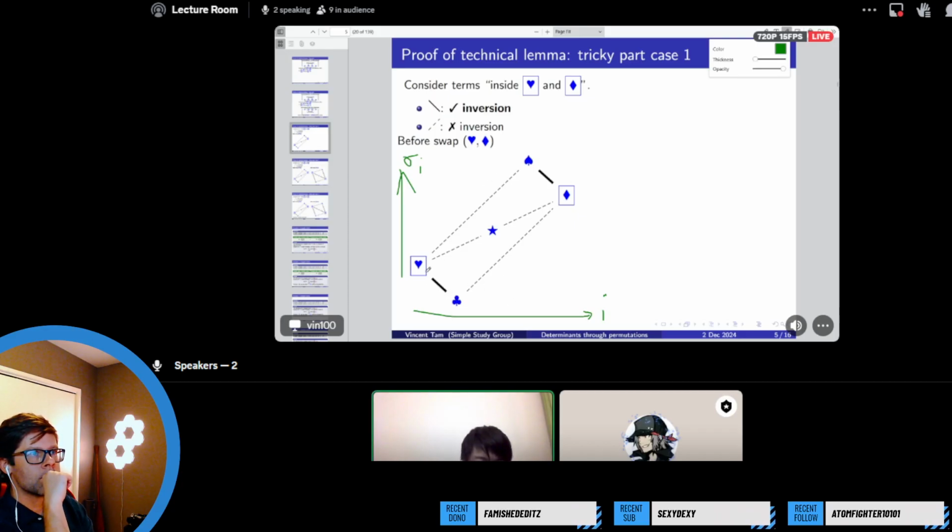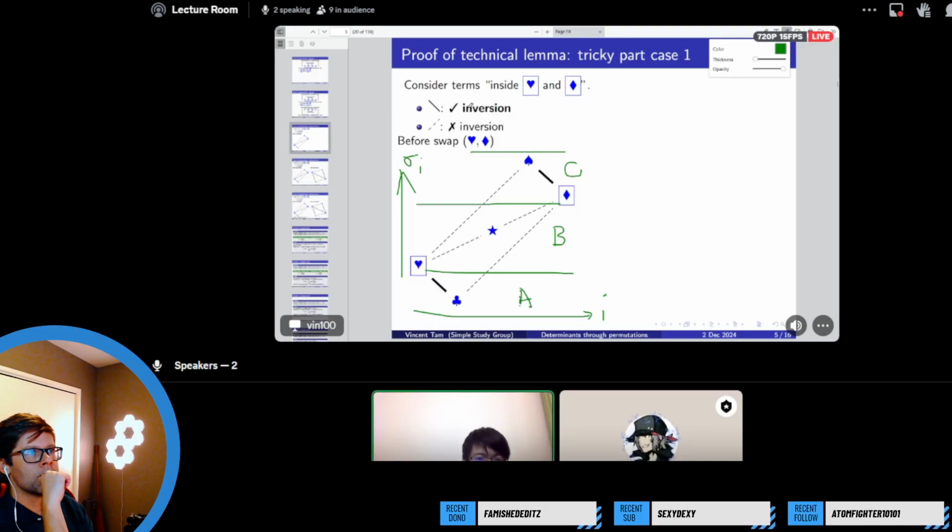The first case, maybe I'll say case A, is below these two, strictly below these two boxed values. The second case, case B, would be strictly in between these two values. And the third case would be strictly above these two values. So this is before the swap.